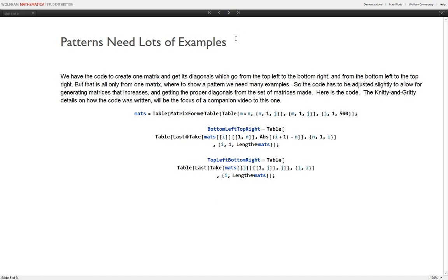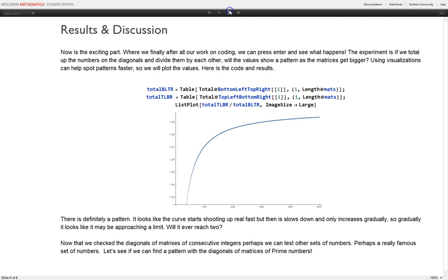And the nitty-gritty details of how the code was written will be the focus of a companion video that I'll do some other time. So right now we're just going to focus on the experiment and the results. So here are the results, and this is the exciting part.